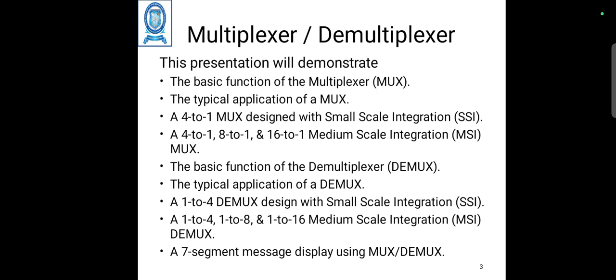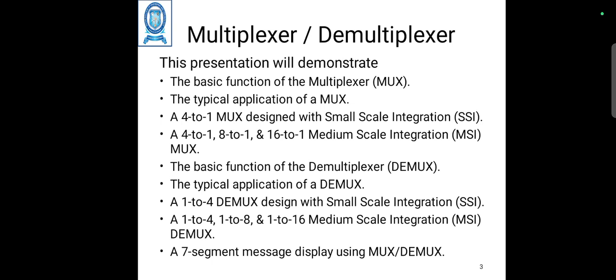So a multiplexer is a type of combination circuit that accepts multiple inputs of data but provides only a single output. And just the reverse is the demultiplexer. A demultiplexer refers to a type of combination circuit that accepts just a single input but directs it through multiple outputs. So this is the difference between a multiplexer and a demultiplexer.